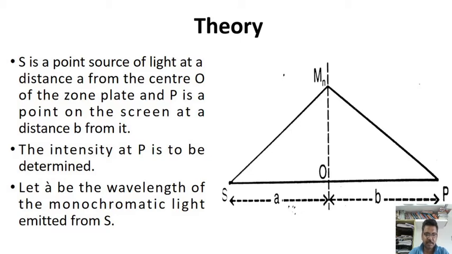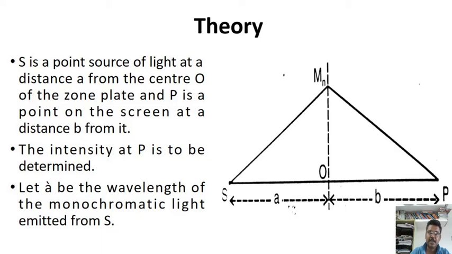After knowing this concept, now we are going to discuss the theory. You see, S is the point source of light at a distance a from the center O of a zone plate, and P is a point on the screen at a distance b from it. The intensity at P is to be determined. How much intensity is there from this source? We have to calculate it.